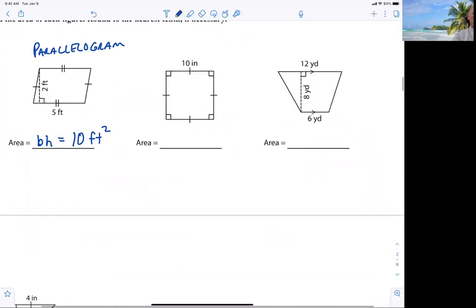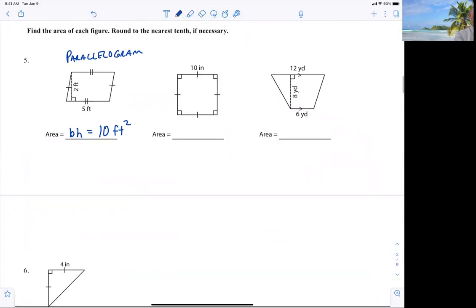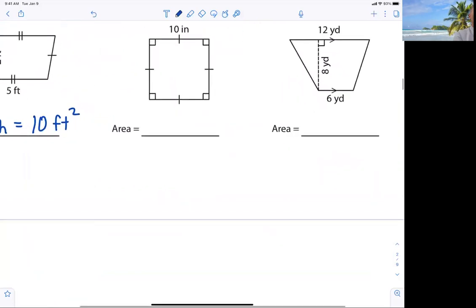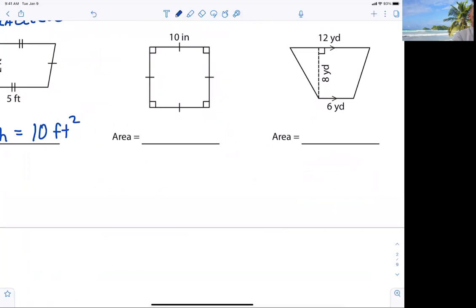Okay, the next one. What is that called? It's called a square. So I better write square just to make sure. And how do I do that? That's right. S squared, we call that. Okay? S stands for side. So what is that going to be? 100. And then inches squared.